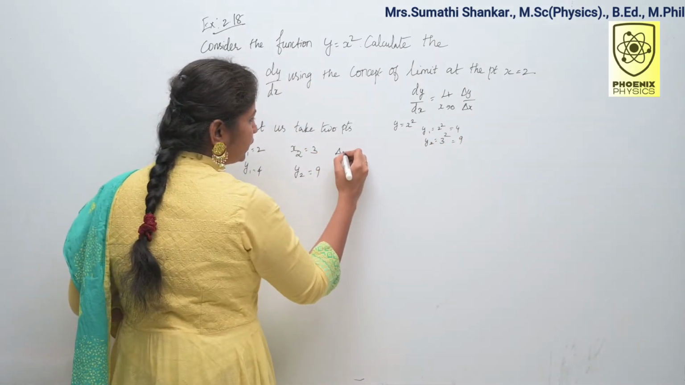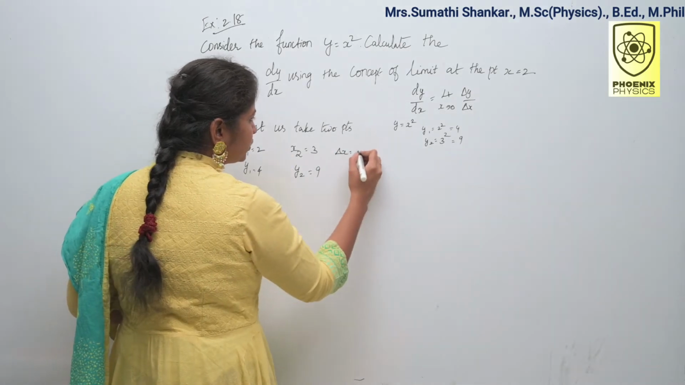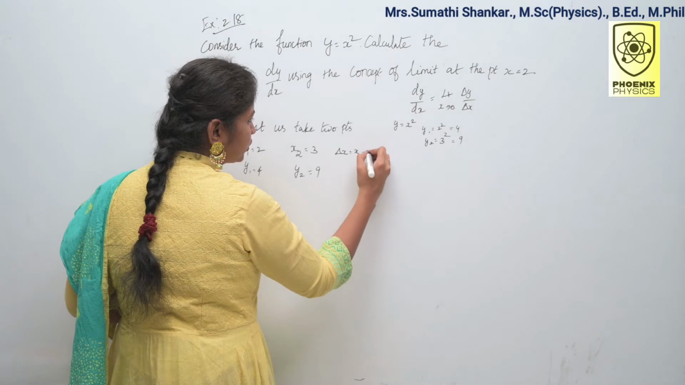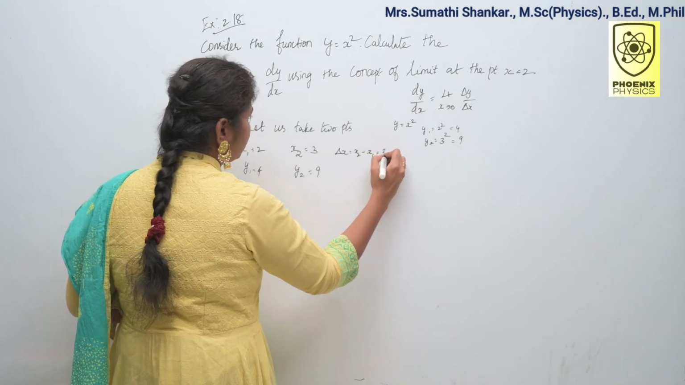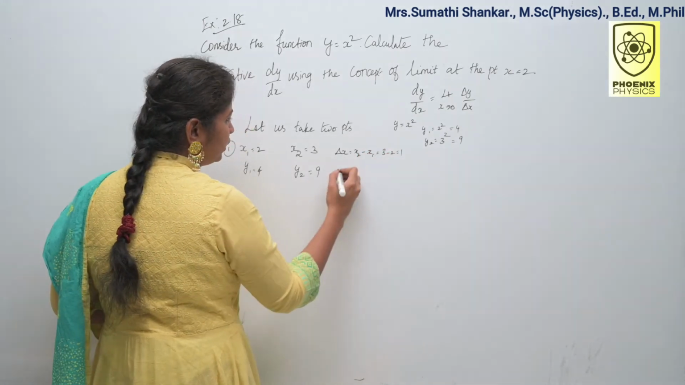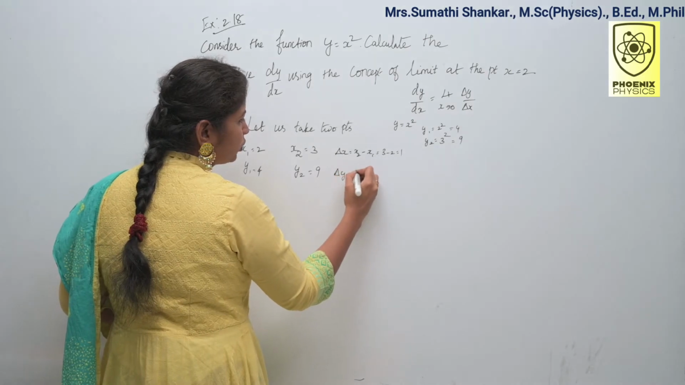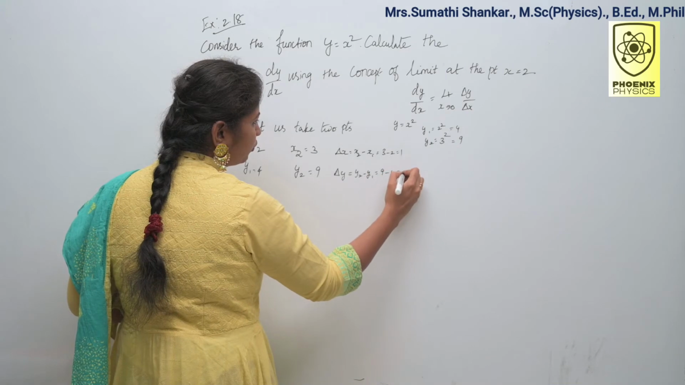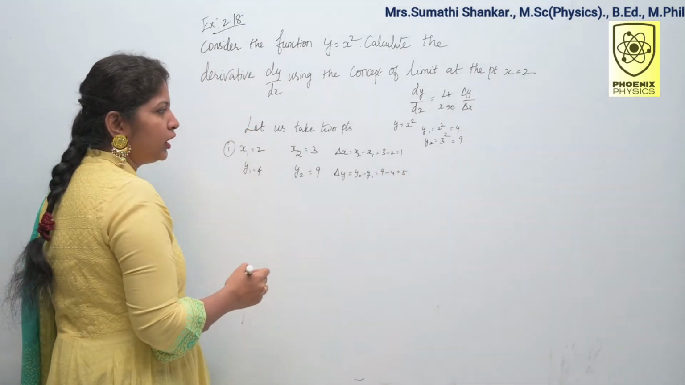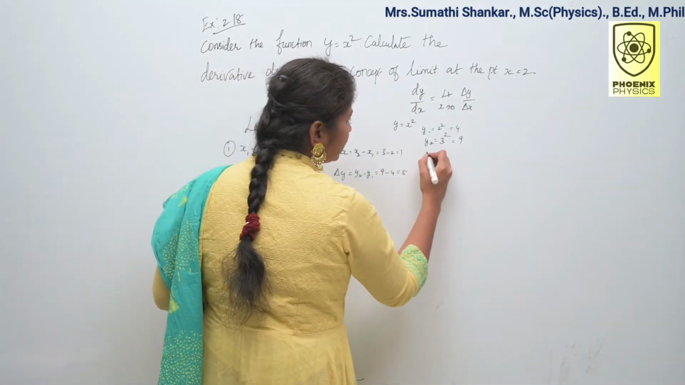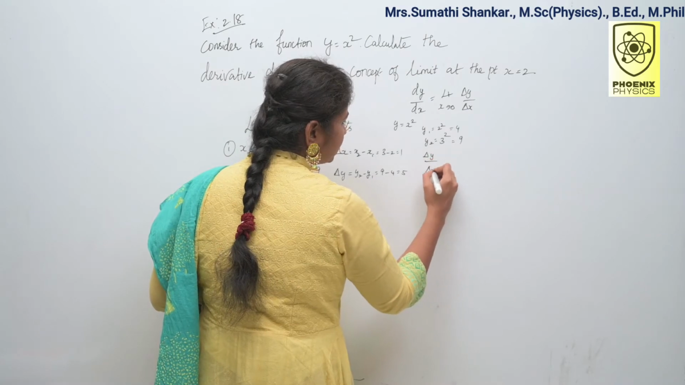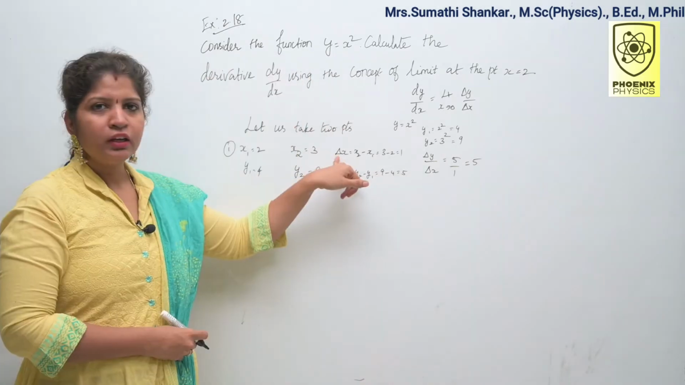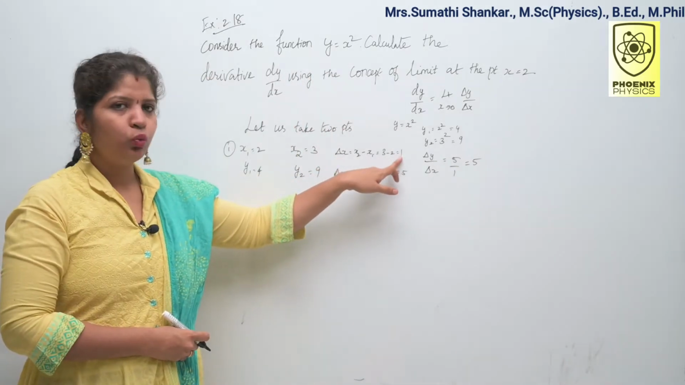Then find out delta x. Delta x is the difference between x2 and x1, that is x2 minus x1, 3 minus 2 equal to 1. Then delta y is equal to y2 minus y1, that is 9 minus 4, 5. Our aim is to find delta y by delta x, that is 5 by 1. Your answer is 5. Here delta x is equal to 1.